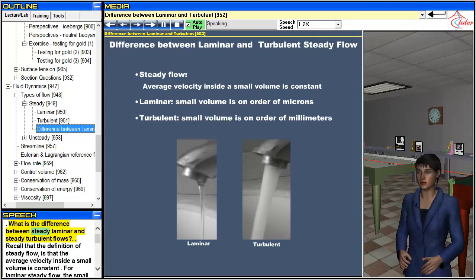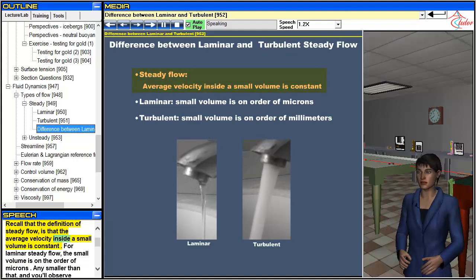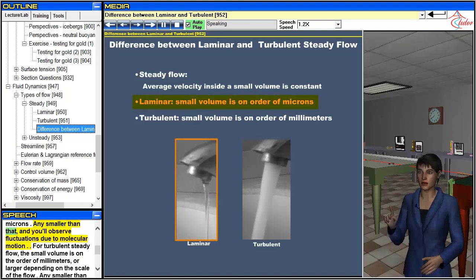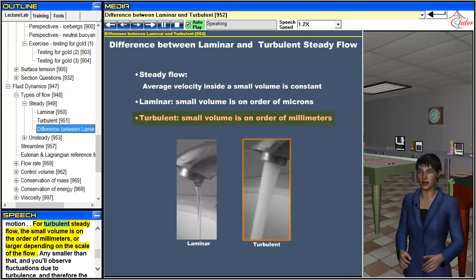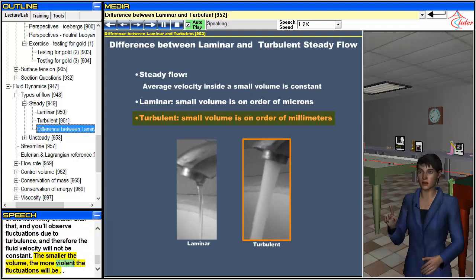What is the difference between steady laminar and steady turbulent flows? Recall that the definition of steady flow is that the average velocity inside a small volume is constant. For laminar steady flow, the small volume is on the order of microns. Any smaller than that, and you'll observe fluctuations due to molecular motion. For turbulent steady flow, the small volume is on the order of millimeters, or larger depending on the scale of the flow. Any smaller than that, and you'll observe fluctuations due to turbulence, and therefore the fluid velocity will not be constant. The smaller the volume, the more violent the fluctuations will be.